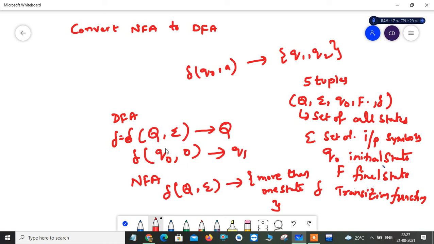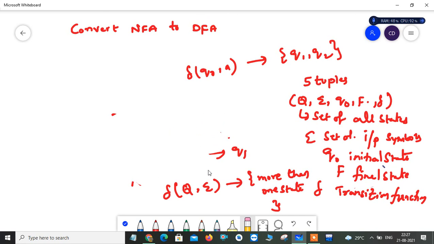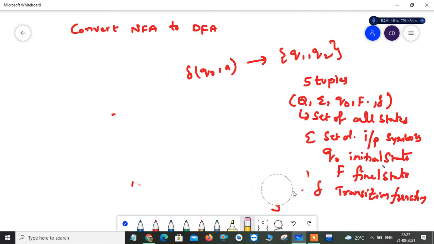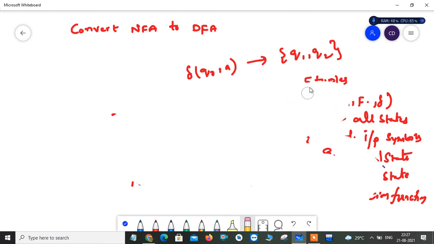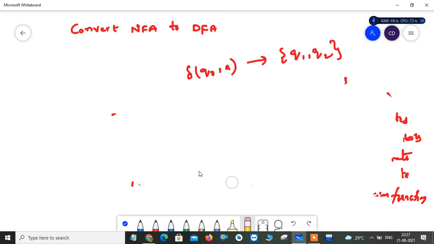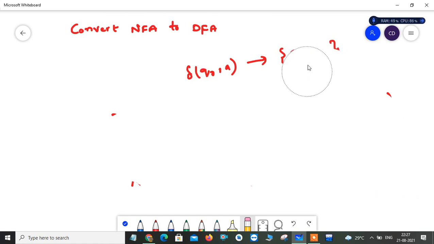Today's topic is how to convert this NFA to its equivalent DFA. Remember, we cannot convert a DFA to an NFA because we can't make one transition go to more than one state. But the reverse is possible: we can take multiple transitions and convert them into a single transition. We'll see how that's possible.